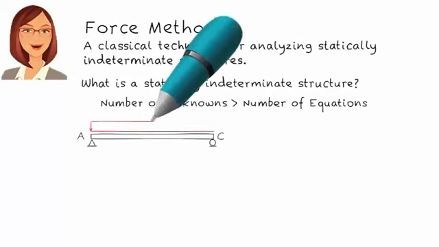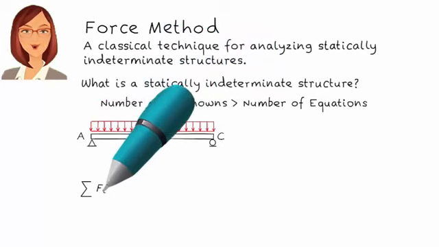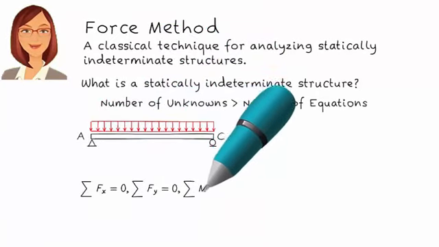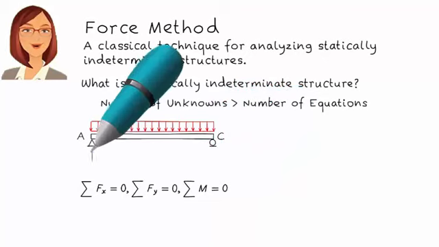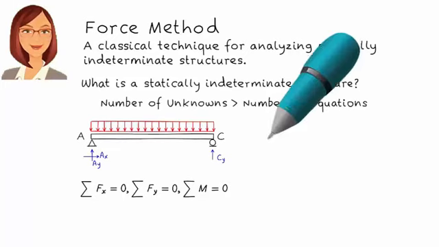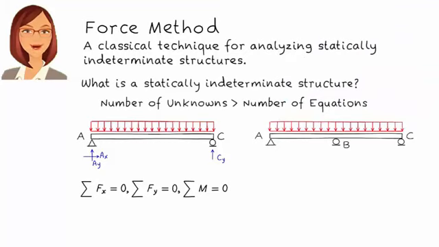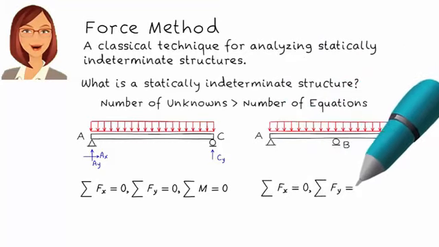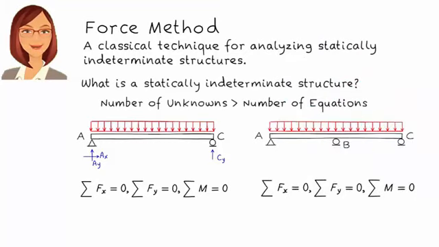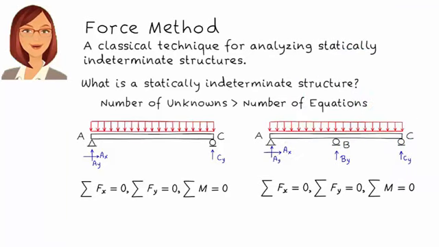For example, this is a statically determinate beam, because the number of equilibrium equations that we can write for the beam equals the number of unknown support reactions. There are 3 equations and 3 unknowns. This beam, on the other hand, is statically indeterminate. Why? Because although we still have 3 equilibrium equations, the number of unknown forces has increased to 4.